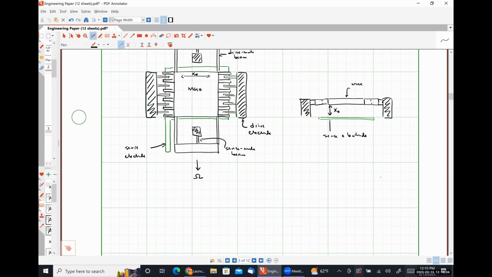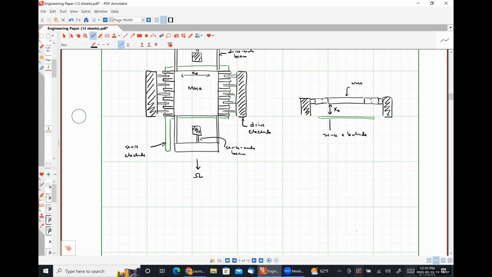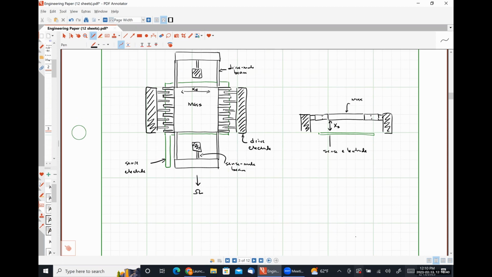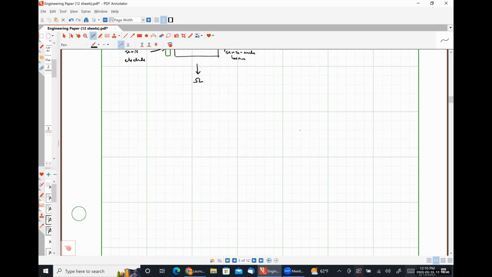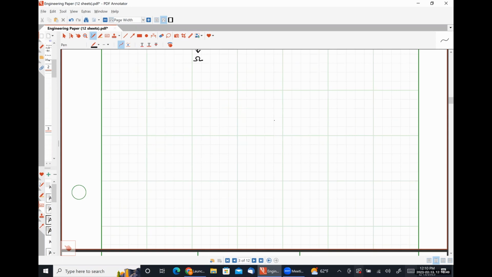Now, let's look at a similar system. So that's one way that we can do it. Now let's look at a similar design, but for a different rotational axis. So once again, we have our mass here in the center, and we're going to have left to right drive mode displacement using a capacitive comb drive.